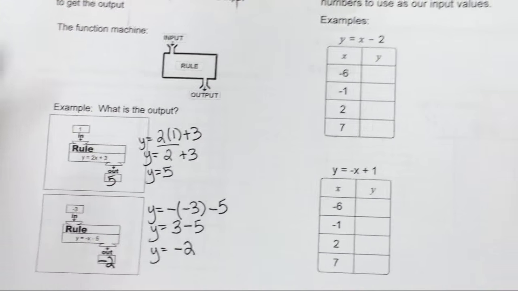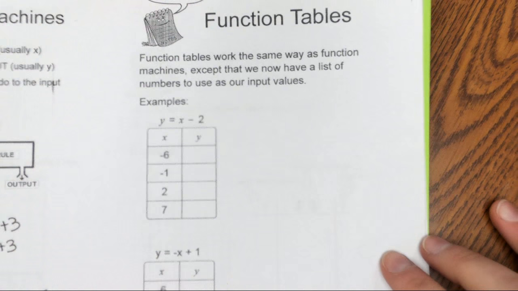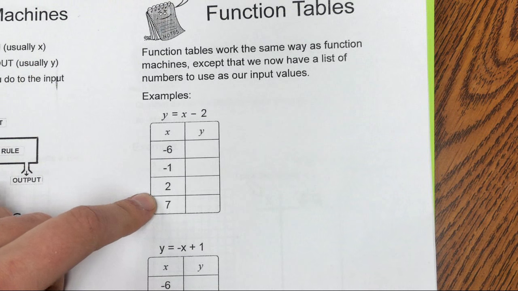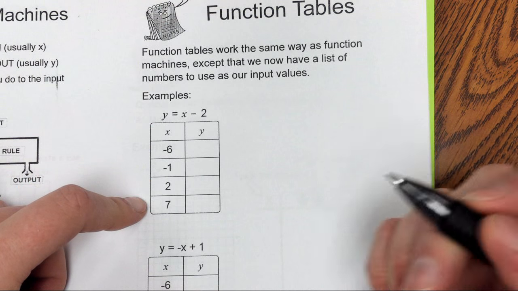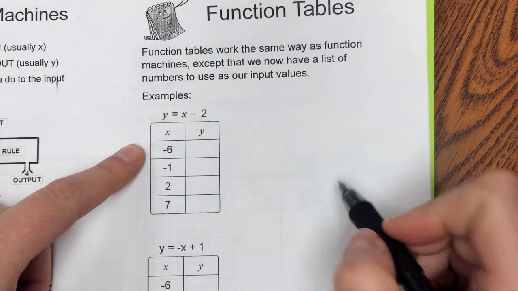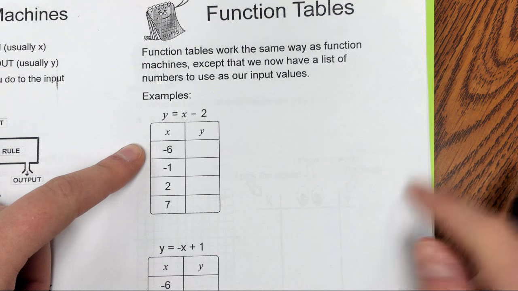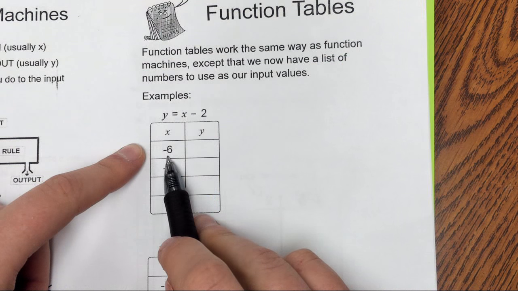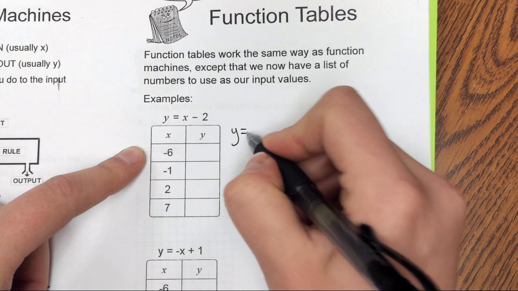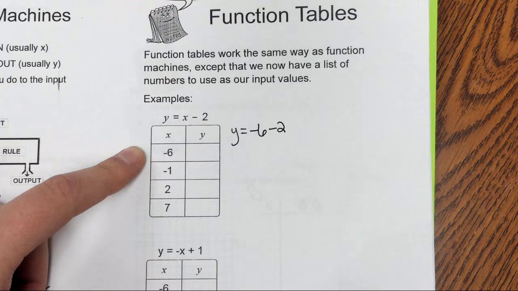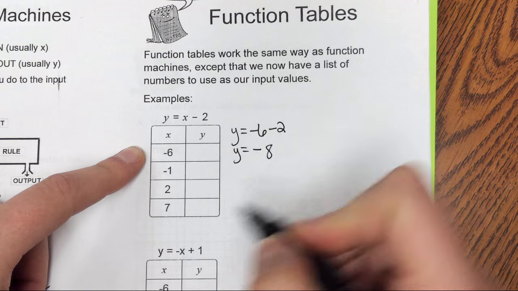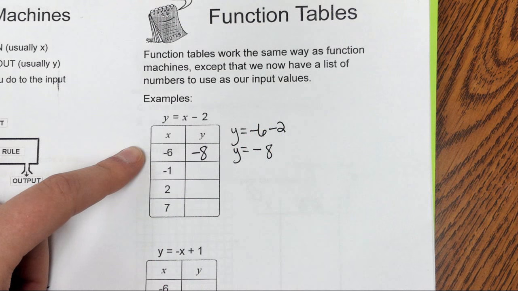Right? Function tables work exactly the same way, except that we now no longer have our visual, and we're going to have multiple values to plug in. In this case, they're going to be 4 separate values. So what I like to do is kind of do a workspace where you do 4 in like a general areas. So for the first one, I have a -6 that's getting plugged in as my input for x. So I have y equals -6 minus 2, and that means y is equal to -6 minus 2 is -8. So then I would fill in my function table right there with a -8.